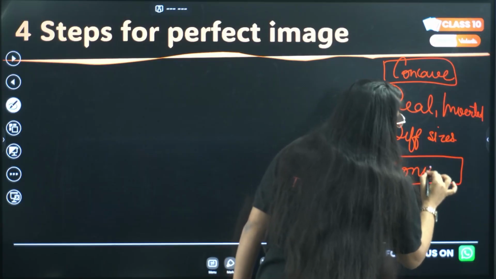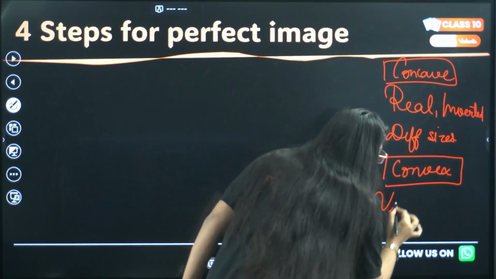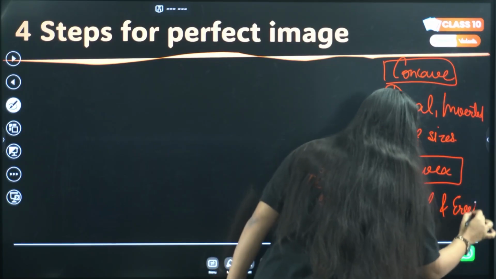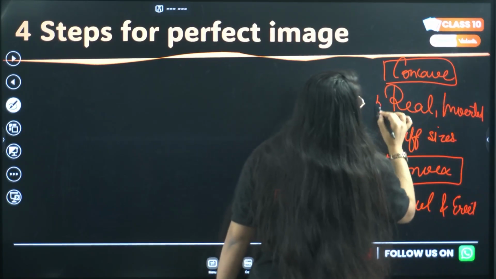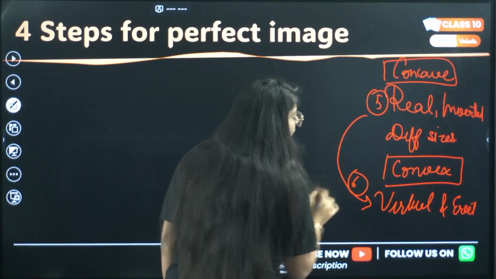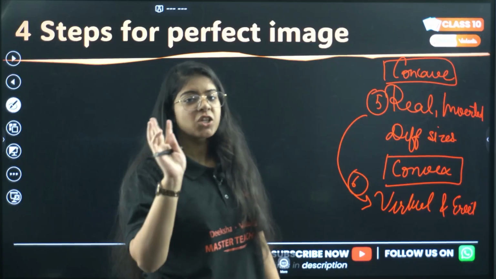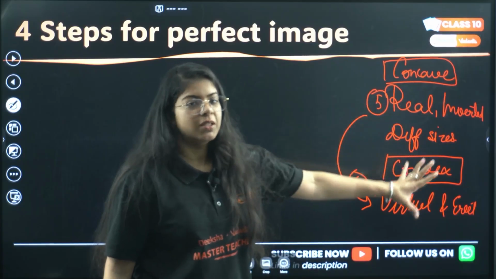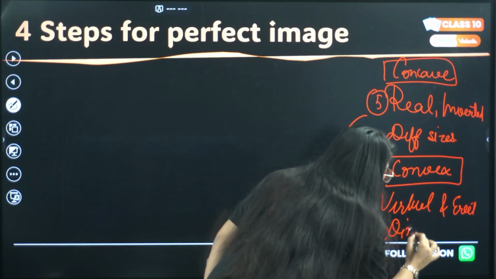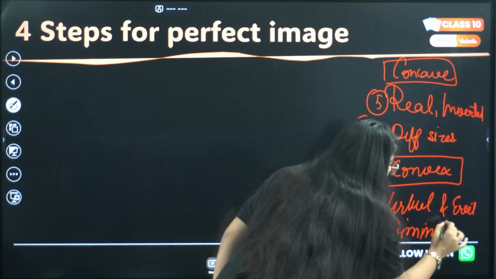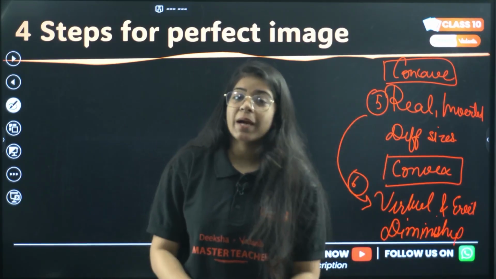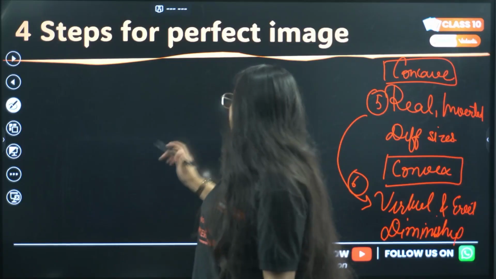For convex, my image is always virtual and erect. For this we have 5 cases, but for the sixth case it also forms virtual and erect image. We'll see just in 2 minutes. You just need to remember these things. Okay, and in case of convex mirror, the image is always diminished. The size of image is always less than the size of my object. Correct?